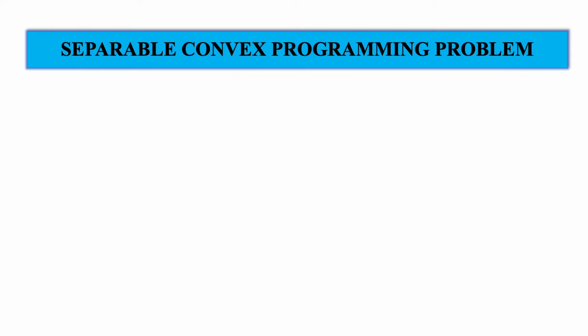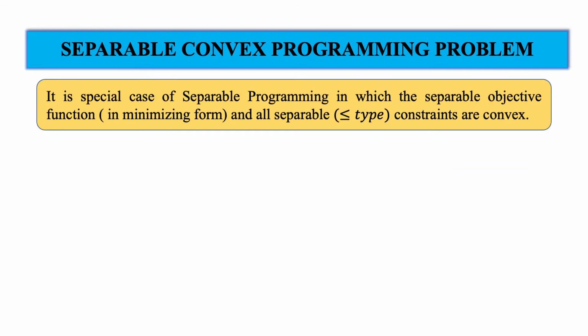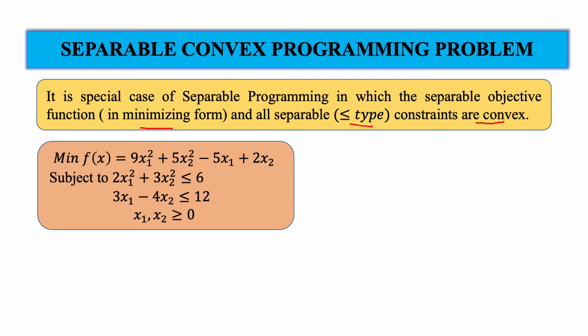Now we will see what a separable convex programming problem is. It is basically a special case of separable programming in which the separable objective function is in minimization form and the separable constraints are less than or equal to type. They are convex. Basically, all the separable functions obtained are convex functions. So let's see with an example. Suppose we have f(x) equals 9x1 square plus 5x2 square minus 5x1 plus 2x2 as the objective function, and these are the constraint equations.